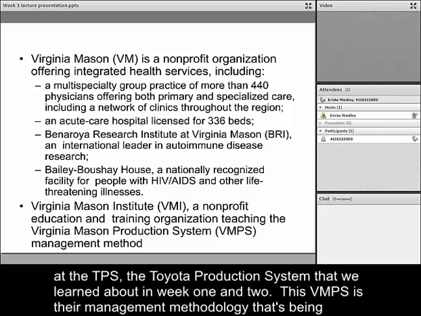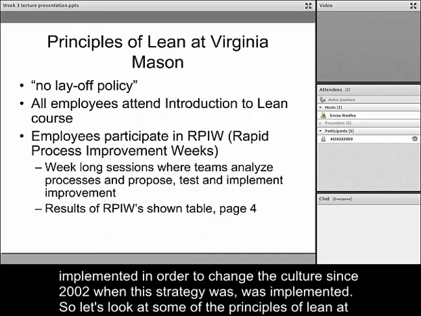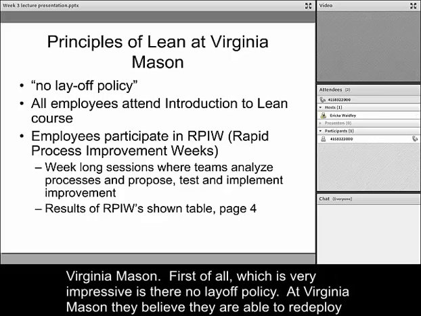VMPS is their management methodology that's being implemented in order to change the culture since 2002 when this strategy was implemented. So let's look at some of the principles of lean at Virginia Mason.